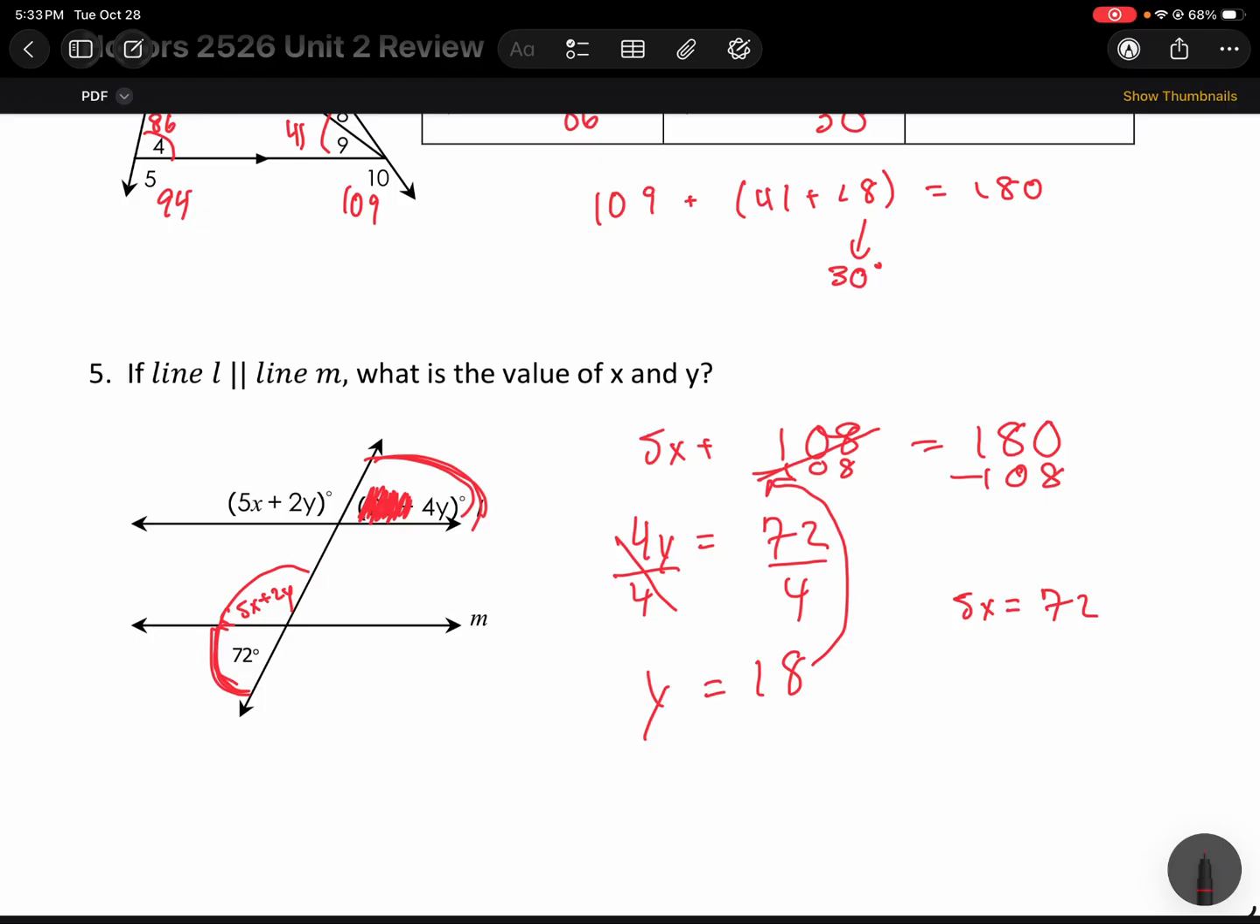And then divide both sides by 5. So x will be equal to 72 over 5. It should be equal to 14.4.